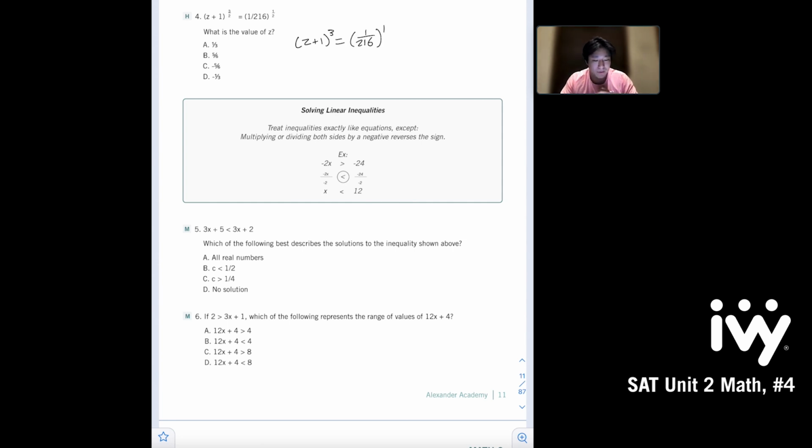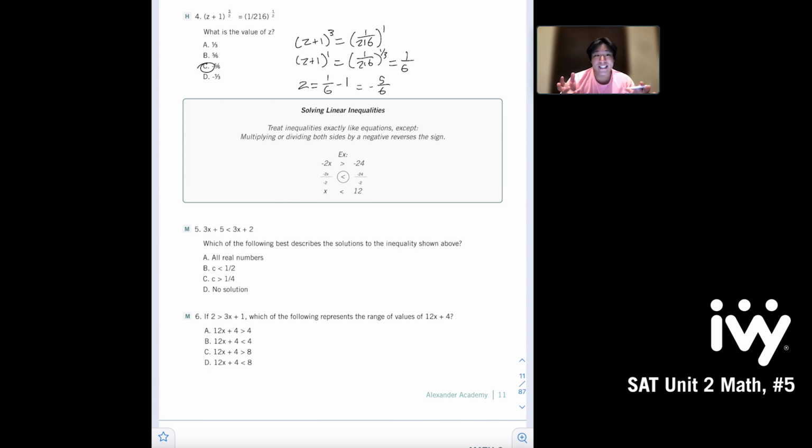So now to get rid of that cube on the left-hand side, let's go ahead and cube root both sides. So now we have z plus 1 to the first power is equal to 1 over 216 to the 1/3 power, which is the same thing as 1 over 6. So now isolating z, we have z is equal to 1/6 minus 1, the same thing as negative 5/6, or C.